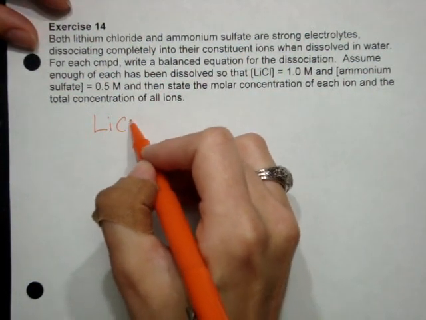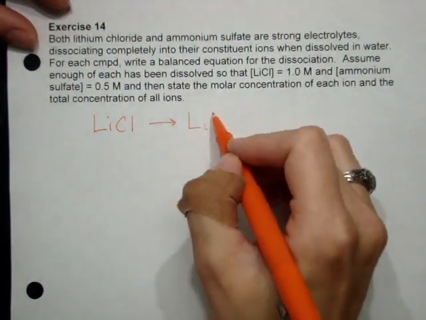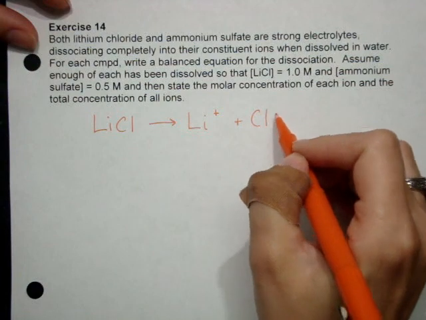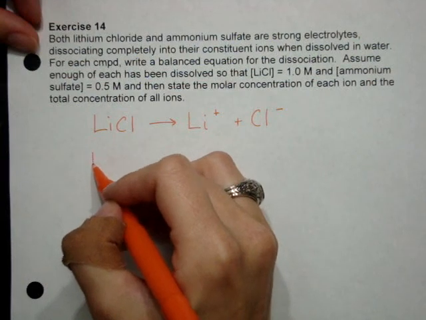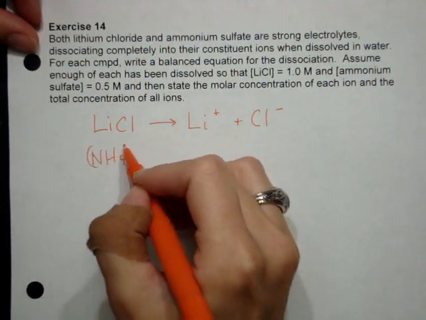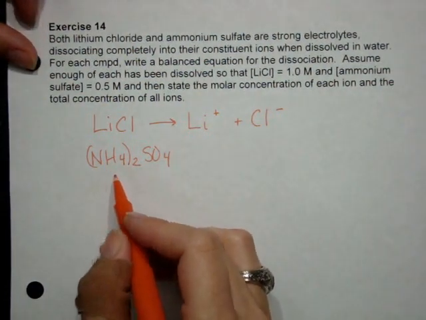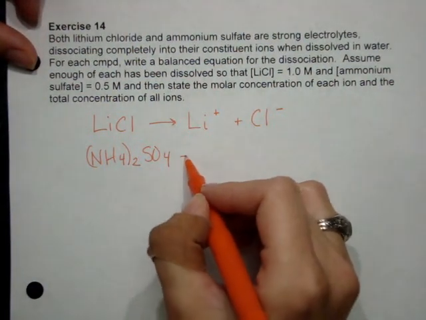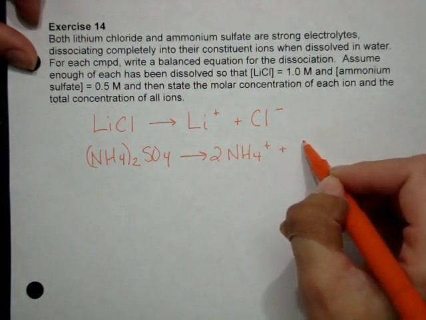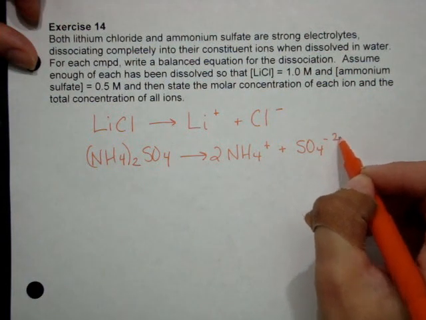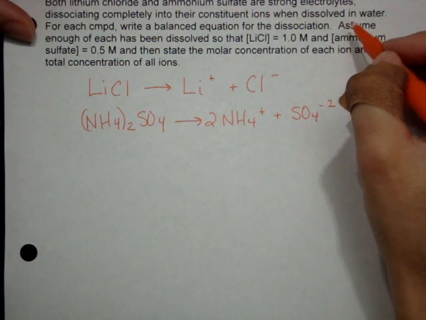Dissociation just means that we take the compound and we assume that it's placed into water. So that means that we're going to have lithium ions and chloride ions for the first one, and for ammonium sulfate, NH4 is a +1, sulfate's a -2, so we need 2 of them. So when we split it up, we have to label the ions appropriately. Okay, that was the first part.